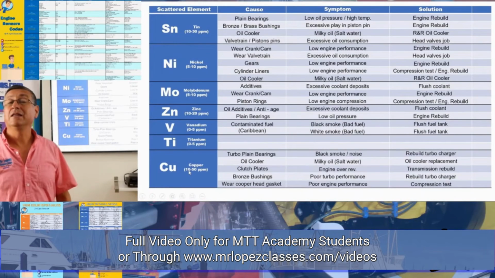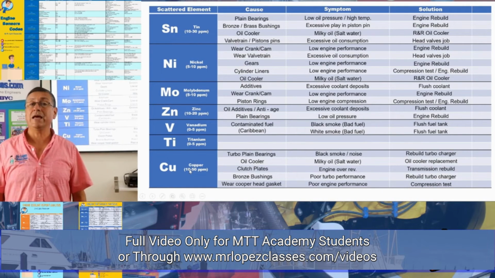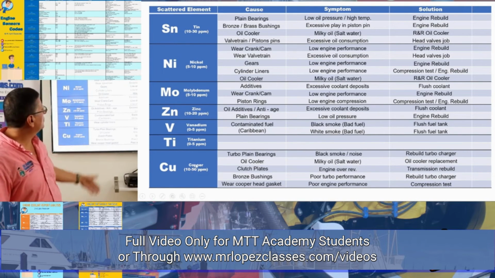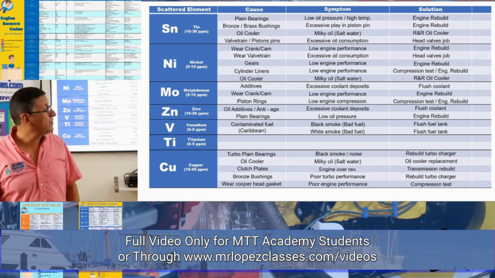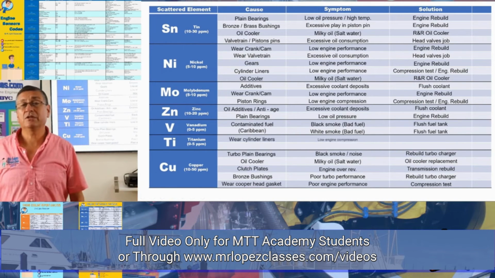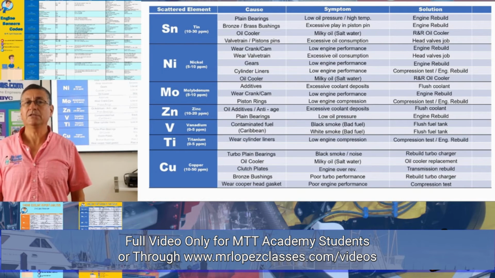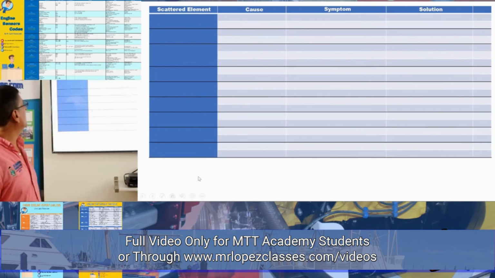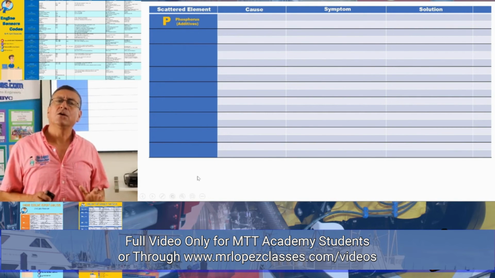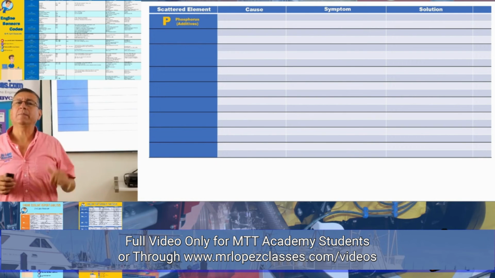I found titanium in the cylinder liners. And once again, you know, low engine compression, low engine performance, and you need to check with the compression test and normally rebuild the engine. This is the consequence. Okay, we are going to continue with other elements, but we are going to start with additives, and after that we are going to continue with the contaminants.